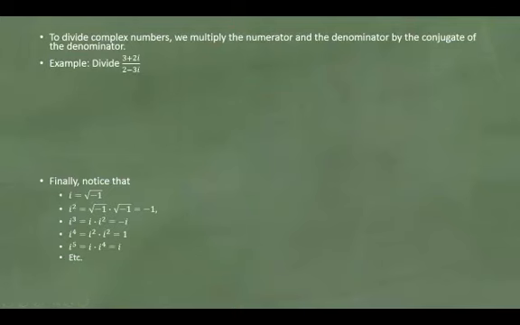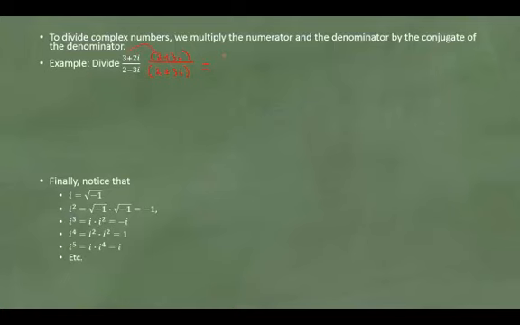To divide complex numbers, we multiply the numerator and the denominator by the conjugate of the denominator, just like we did with square roots before. Here we don't want an imaginary number in the bottom, so we're going to multiply by 2 plus 3i. And we're going to multiply by 2 plus 3i in the top also, just like before. So let's go ahead and do this.